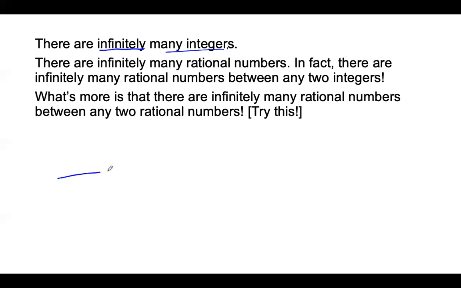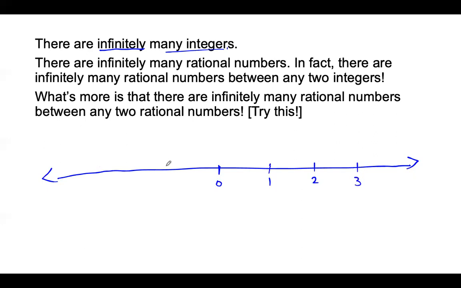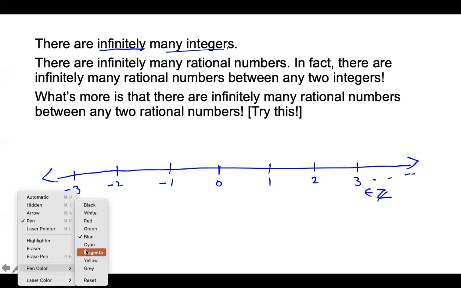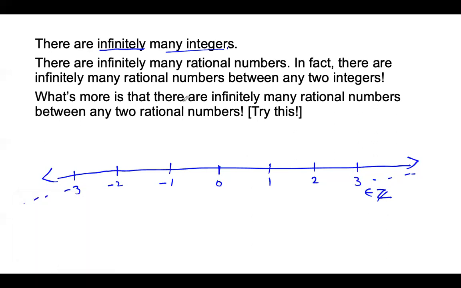So we could draw it on a number line with 0 here. Let's say 1, 2, 3, -1, -2, -3, ... So these are the set of integers. Let's use a different color.